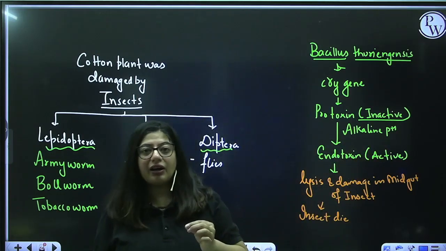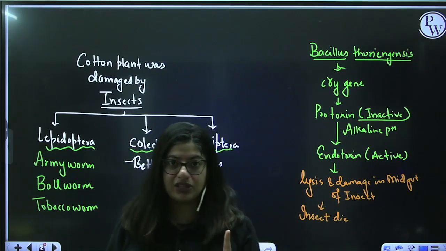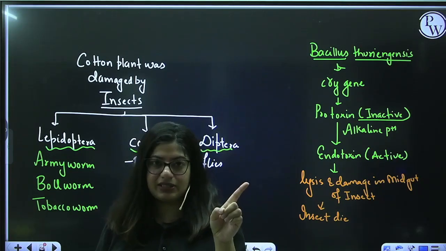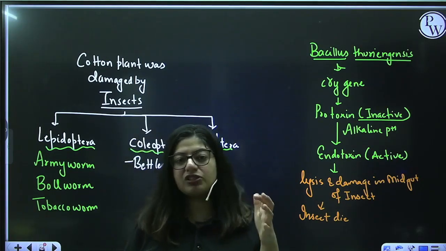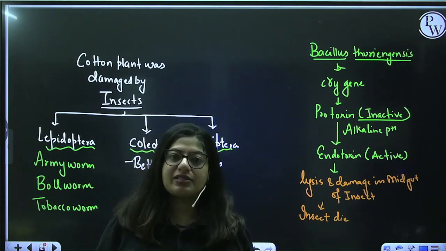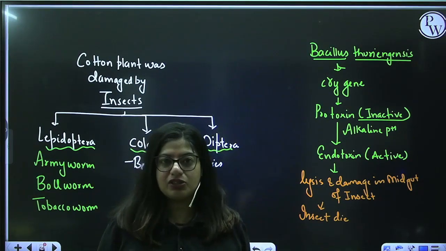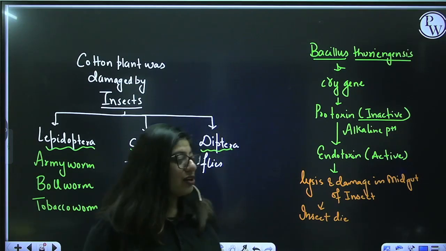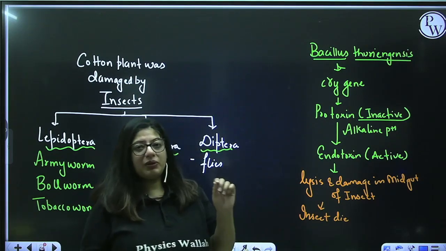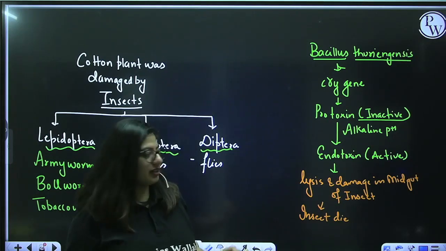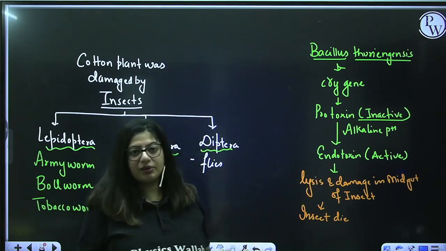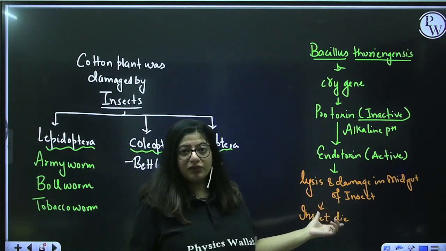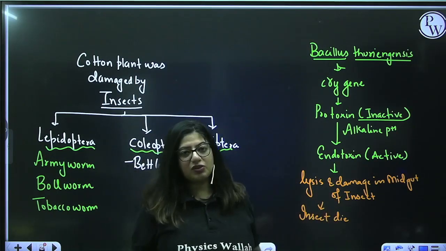And in our gut, we have acidic pH first. We have acidic pH in the mouth. The saliva is around 6 pH, and then in the stomach we have a very acidic pH. By that this toxin can be destroyed. So even if it enters into your food chain, it cannot destroy you. Okay, so it needs alkaline pH, which is in the gut of the insect, and then it is converted into endotoxin. This endotoxin will now destroy the midgut of the insect, and hence the insect will die.